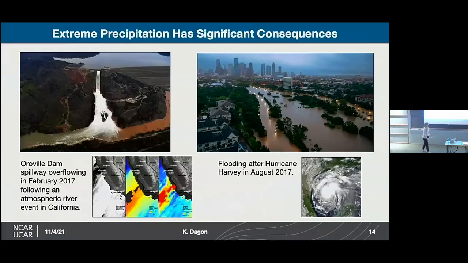I don't have to dwell too much on the motivation here, but we know that extreme precipitation has significant consequences, and it also comes from a large variety of sources. Those in California are very familiar with atmospheric rivers, along with flooding after tropical cyclones. So we'd like to better understand and distinguish the sources of extreme precipitation, as well as how it might change with climate change.